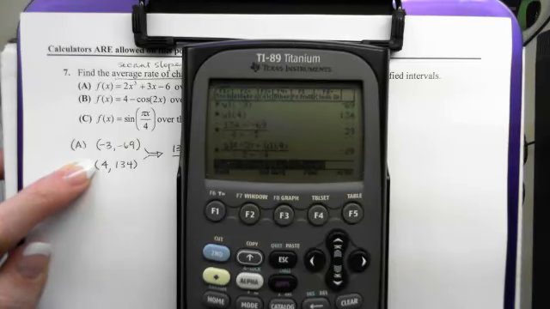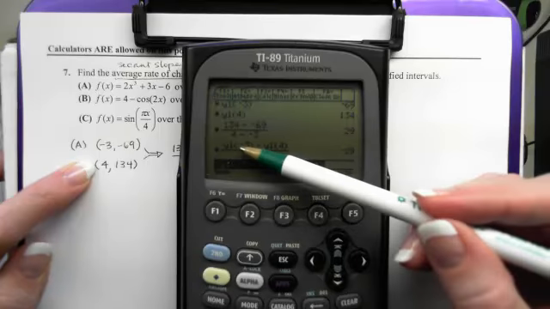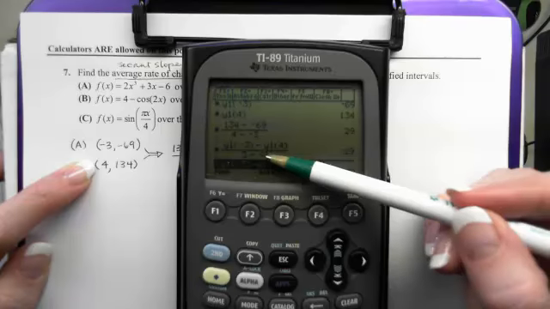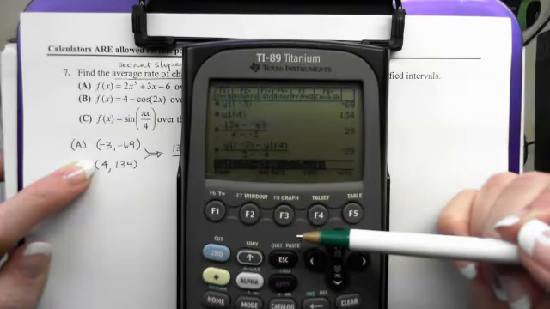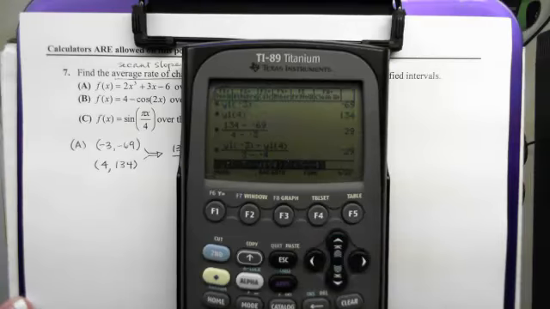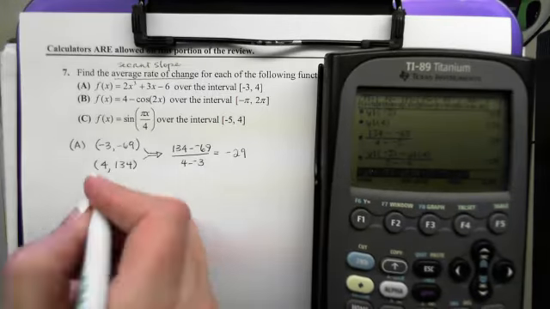Notice that I get the exact same answer, and we can see here that we have the y coordinate minus the y coordinate over the x coordinate minus the x coordinate. So that's how I'm going to do the other ones, B and C. I'm not going to worry about finding out what those y values are. I'm just going to plug them in.